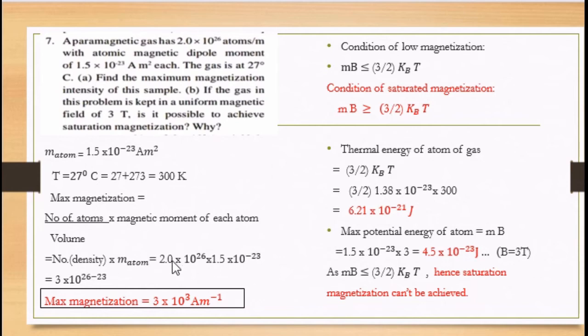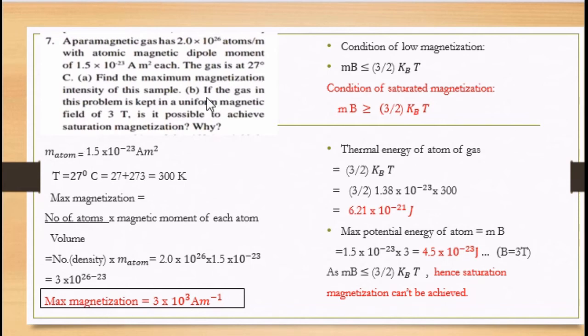Now let us multiply: 2.0 into 1.5 becomes 3, and 10 raised to power 26 and minus 23, so we have to add the indices. What we'll get? The maximum magnetization is 3 into 10 raised to power 3 ampere per meter. So this is the maximum magnetization.